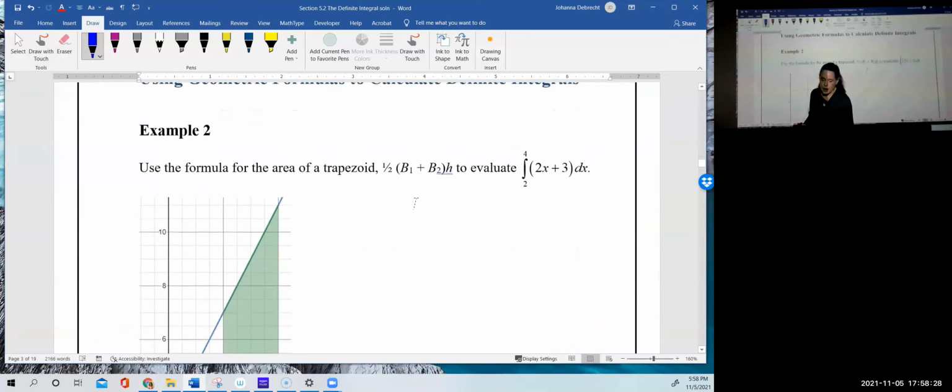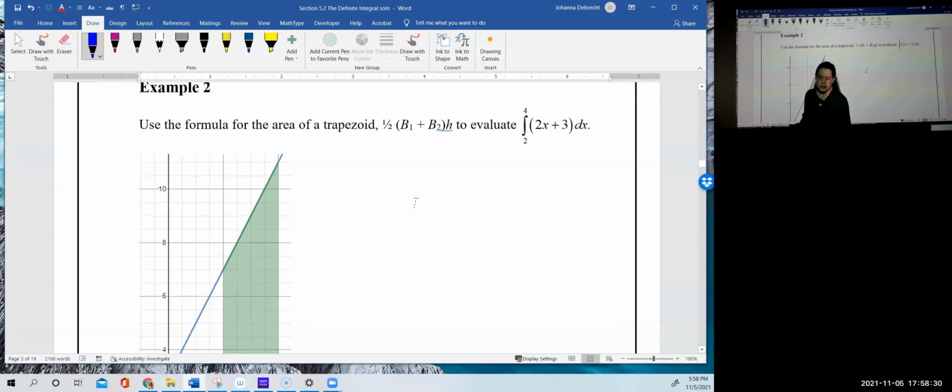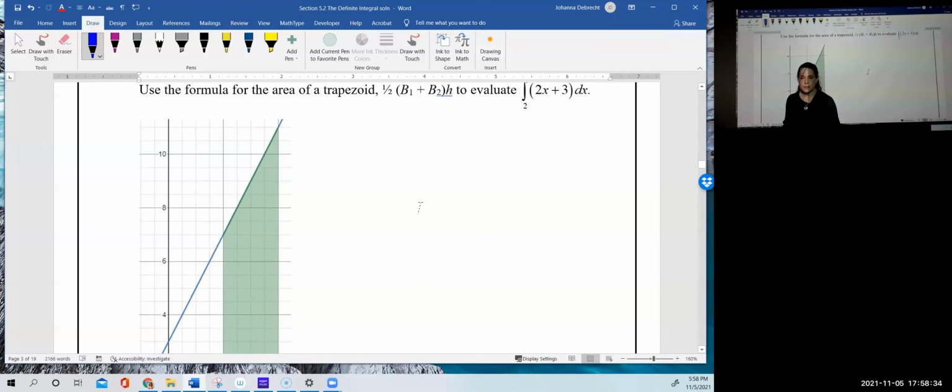Let's talk about how we can use geometric formulas to find the area and evaluate a definite integral. Why do we teach it this way if there's a better way? We want students to get the understanding that what the definite integral is this area under the curve. It's really important to grasp that.